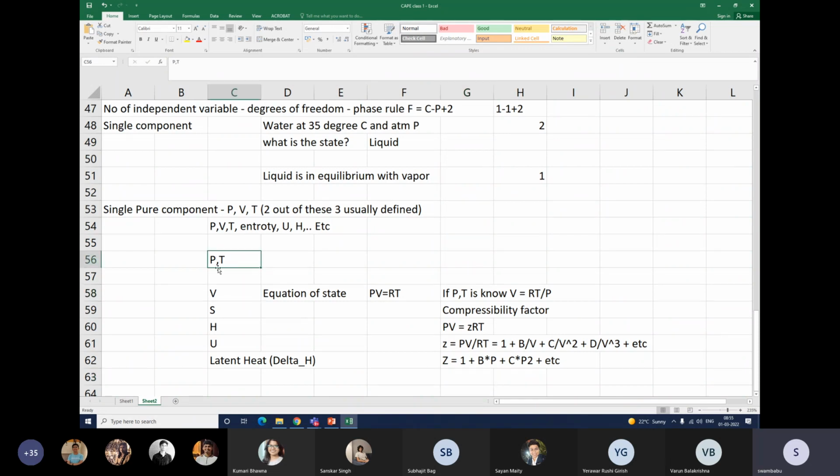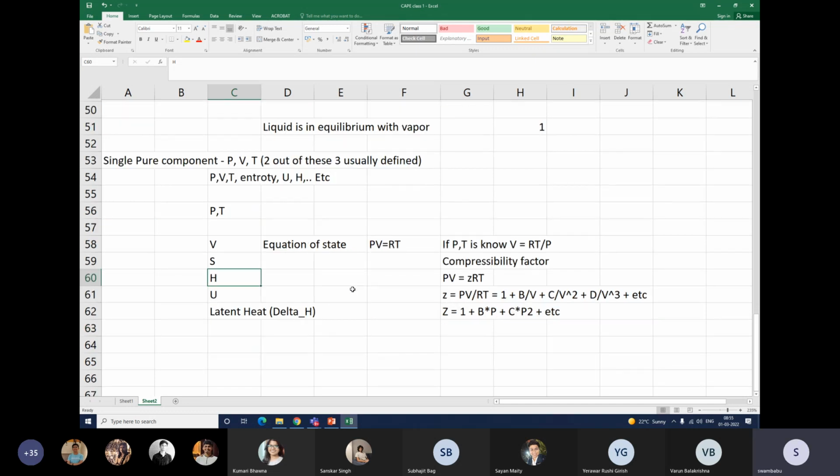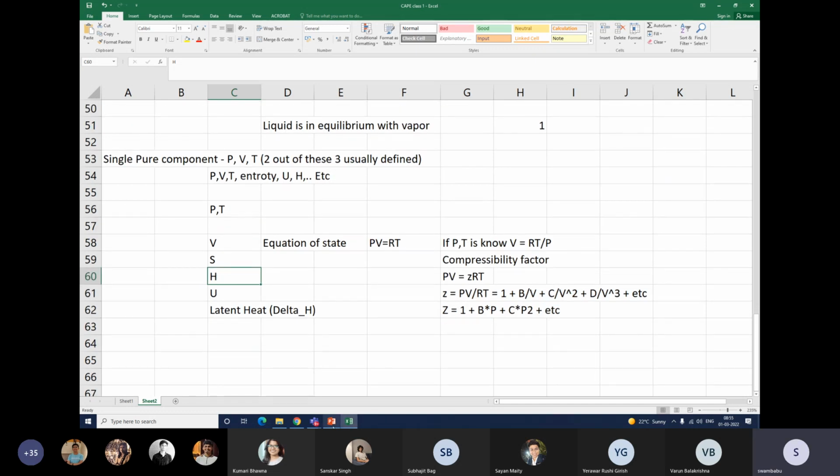So once you know pressure, temperature, volume, we have many correlations that we can use to estimate entropy, enthalpy, internal energy, which I will show you after some time, all the relations between these. So since we are able to estimate the properties theoretically using the equation of state, let me also show you.